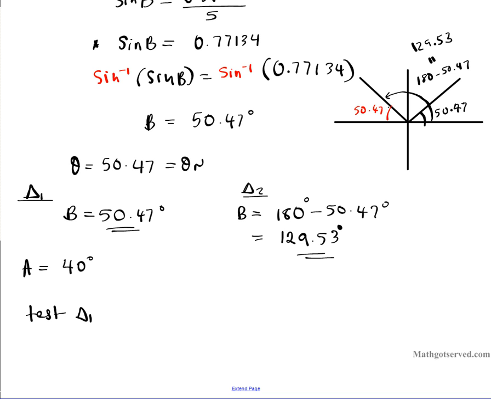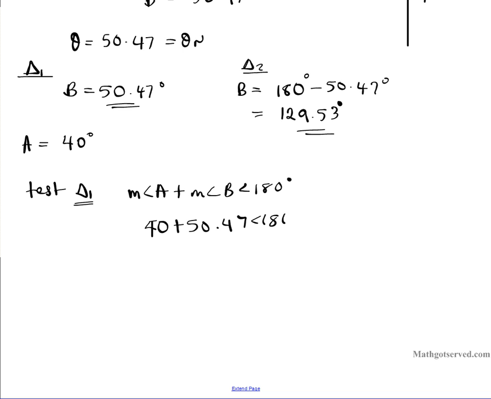If I'm testing triangle 1, the question is, is angle A plus angle B less than 180? If it is, that means we still have something for C, which is good. So is 40 plus 50.47 less than 180? If you add it, you get 90.47, and this is less than 180. Excellent. So you can have a triangle with this measure, and then angle C is going to be like 89 point something. So that's good.